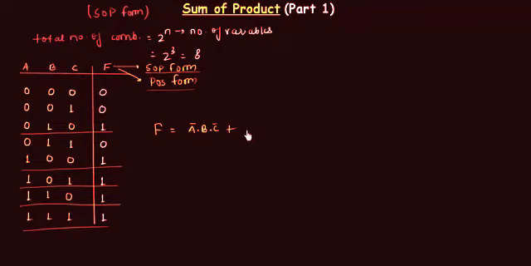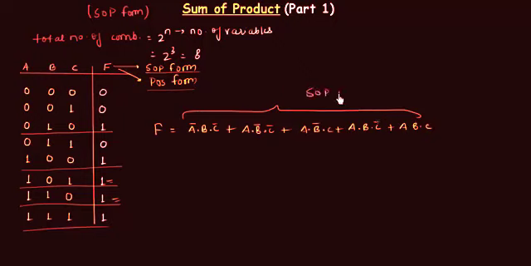In the same way, I will see for this case, A is 1, B is 0, so B complement, C is 0, so C complement. For this case, A is 1, B is 0, and C is 1. And for the second last case, I have A as 1, B as 1, C as 0. So A, B, C complement. And for the final case, all the 3 variables are high. So A, B, C. This I call as the sum of product form. This I call as the SOP form.